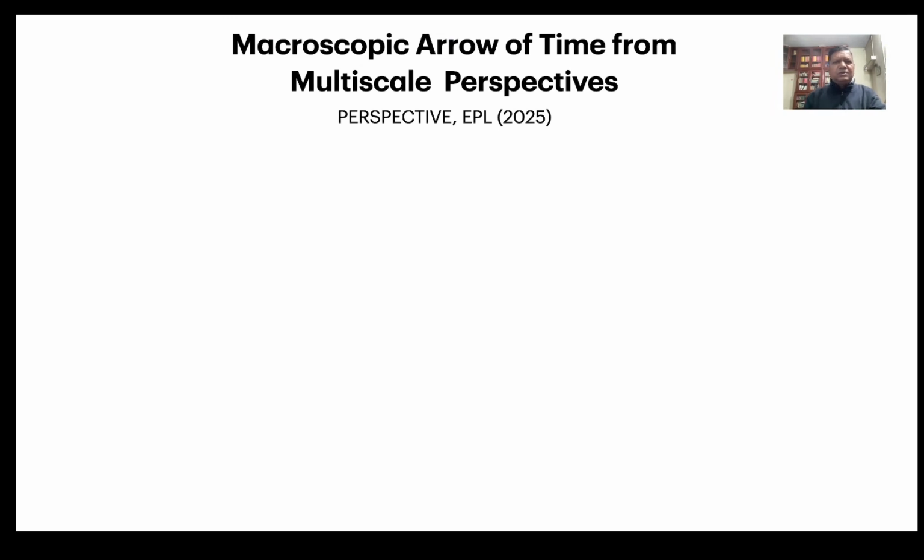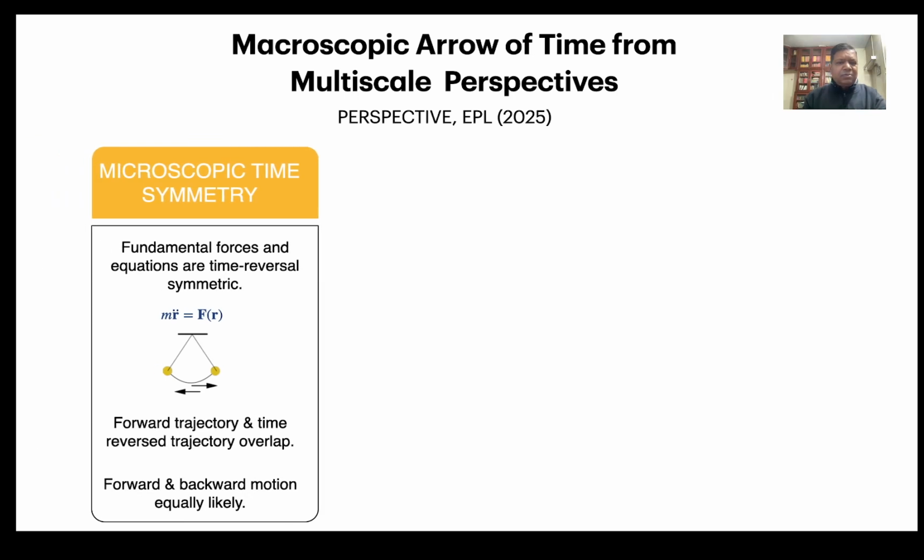Hello. So in this short video, I will discuss microscopic error of time from multiscale perspective, an article which appeared recently in EPL. So microscopic laws, that is forces and equations, are time reversal symmetric. For example, a pendulum which is acted by gravity, the equation of motion is symmetric under forward time and backward time. So forward trajectory and time reversal trajectories overlap. The one going from the left to right is same as time reversal trajectory which will go from right to left. It turns out for this simple system, forward and backward motion are equally likely.